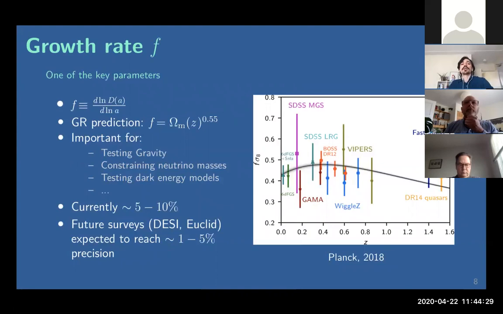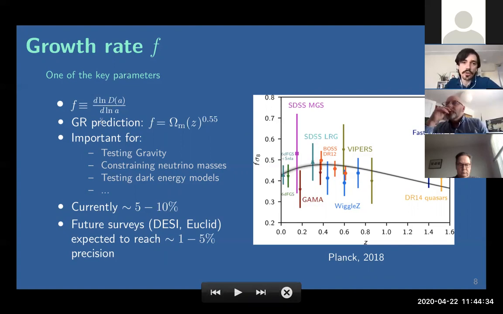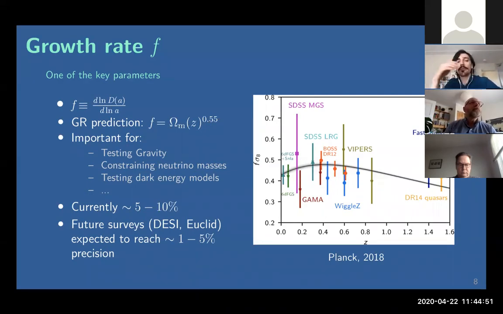And now this growth rate that I was talking about is a very important parameter. This is actually defined as the logarithmic growth rate, where dA is the growth factor. This is how fast structures grow. And in GR, there is a prediction for this parameter: the amount of matter at a given redshift to this power. Hence measuring this parameter from the redshift space distortions is very important, since you can test gravity and you can constrain neutrino masses. It depends also on neutrino masses, dark energy models that change the redshift evolution, and so on.